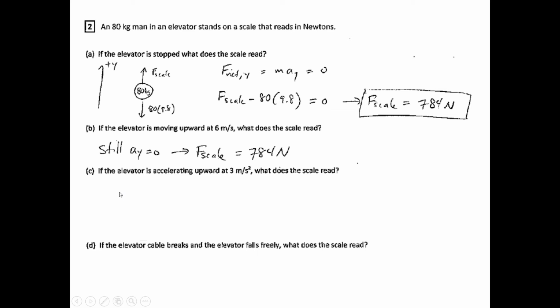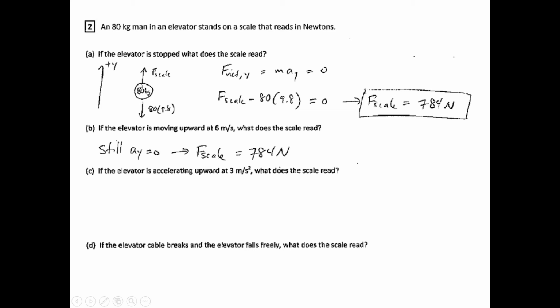That all changes in C, where the elevator now is accelerating upward at 3 meters per second squared. And what we're asked, what does the scale read here? So again, the free body diagram isn't going to change. We can use the same free body diagram because even if you're accelerating, your weight is still mg, where g is 9.8, as long as you're close to the surface of the Earth.